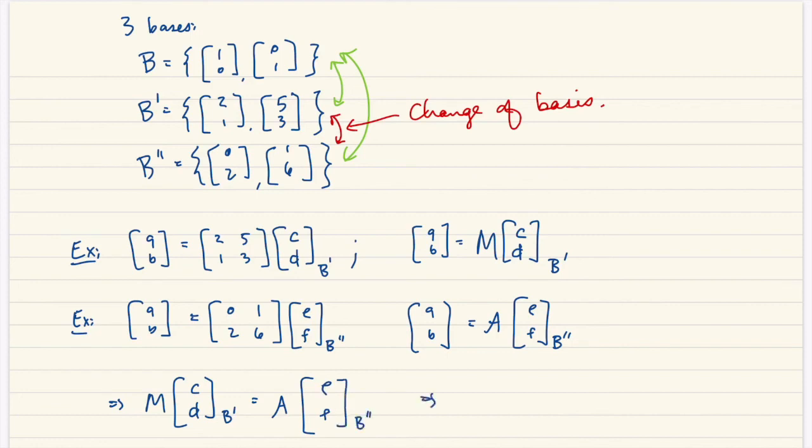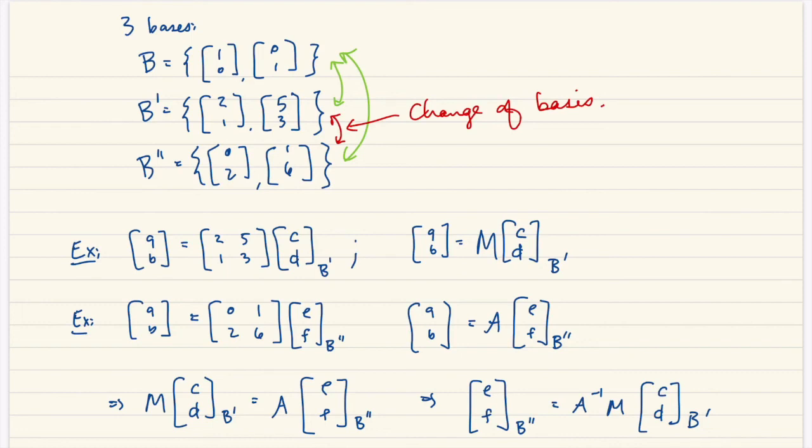And therefore, if I were to write EF relative to B double prime, I would take A and move it over, except I would get A inverse. We would just multiply both sides by A inverse. So we get A inverse times M times CD. Okay, and so this is our entire change of basis formula.